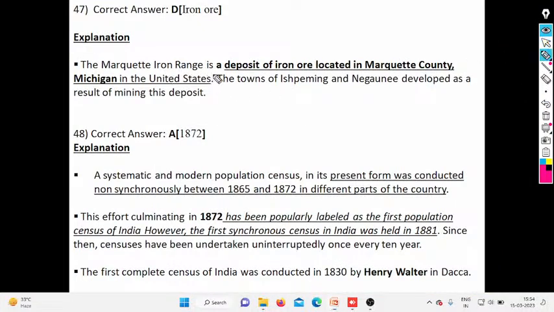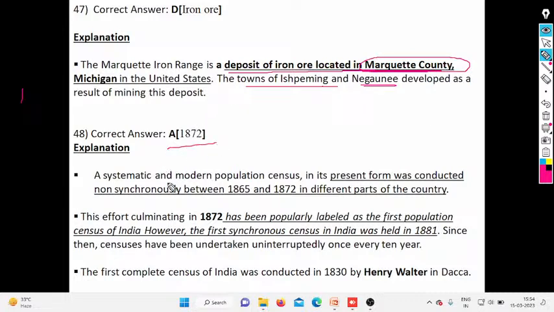The Marquette Iron Range is a deposit of iron ore located in Marquette County, in the US state of Michigan. The towns of Ishpeming and Negaunee developed as a result of mining this deposit. Marquette County.